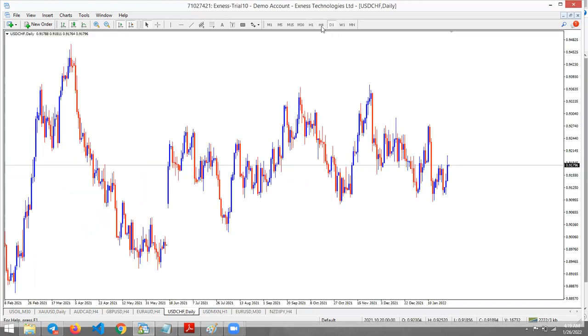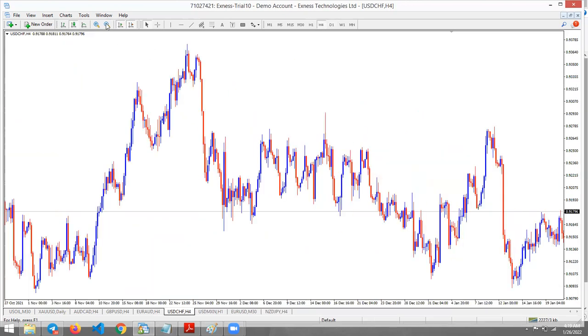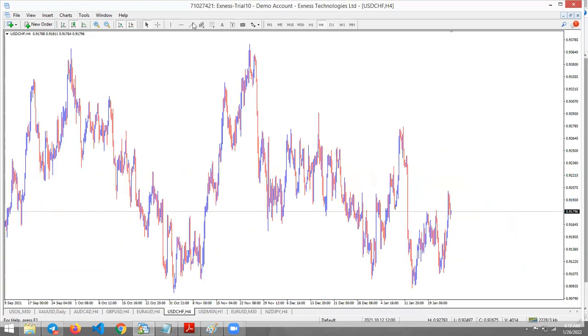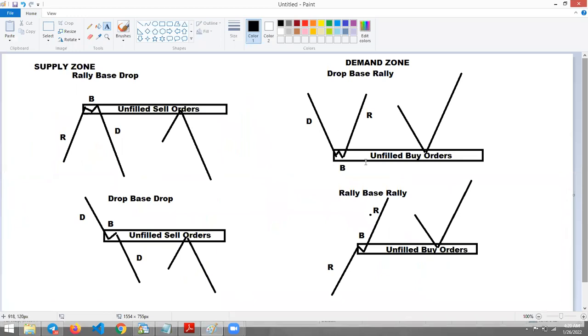Yeah, this is US dollar CHF. I think we have an example here. So you can see our price formed a drop base rally right there. A drop base. So you place your entries, after analyzing, identify your decision points and place your limit orders along those areas. Yeah, so here we have a drop base rally, a very good example.